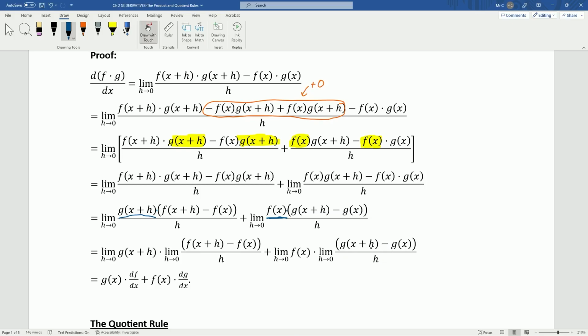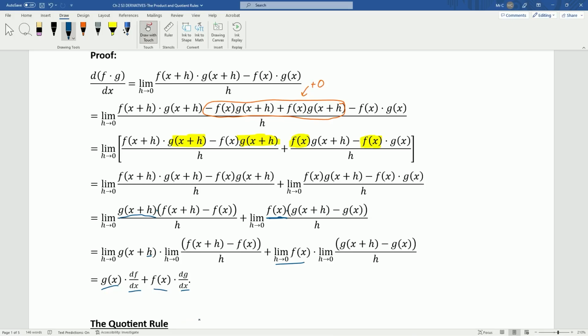And so here, g of x plus h, if h goes to 0, I just get g of x. This is the definition of the derivative of f with respect to x. F of x is not a function of h here, so this is treated as a constant. So the limit of the constant is just that constant, f of x. And finally, this is the definition of the derivative of g with respect to x.